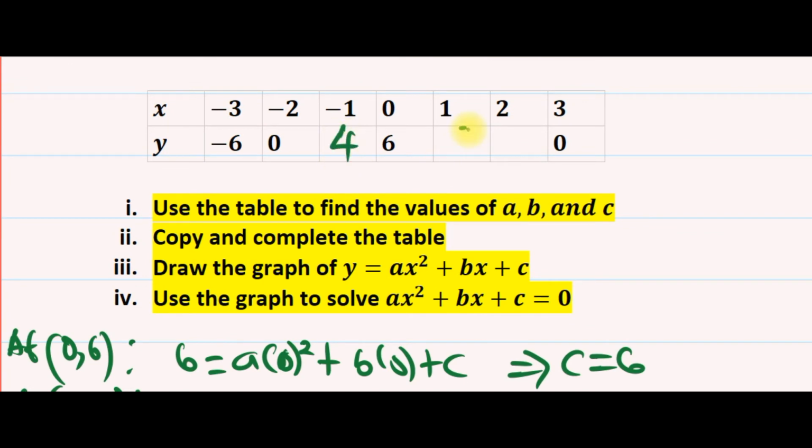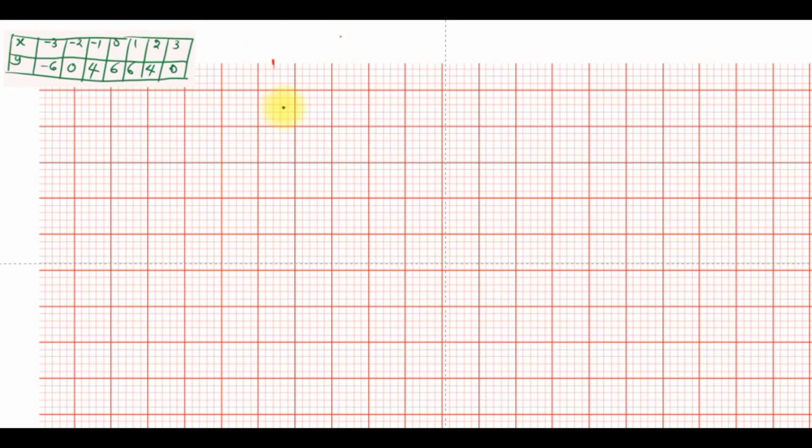4, 6, 4. So we've gotten a complete table. So let's now go over to the graph. Let's plot the graph of y equals ax squared plus bx plus c and use it to solve the quadratic equation. Okay, we are on the graph now. So see the graph book. So let's now plot these values.